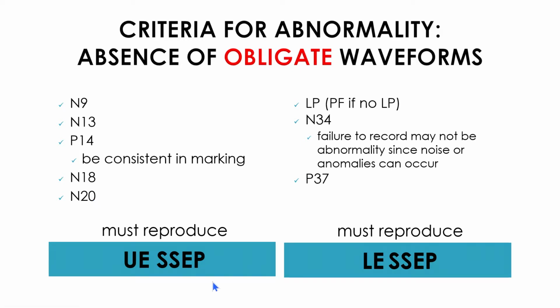They're obligated responses. In the lower SSEP, the lumbar potential, if you're doing it, again, it's rare that we do it, but it's in the guidelines, so if we do the lumbar potential, it's obligated to be there, obviously, or the popliteal fossa if we're not doing it, the N34 and the P37. In the lower SSEP, these all must reproduce, and they're all obligate waveforms. Criteria for alarm, obviously, is when they aren't there. So we're going to warn the surgeon if we lose any of these responses.